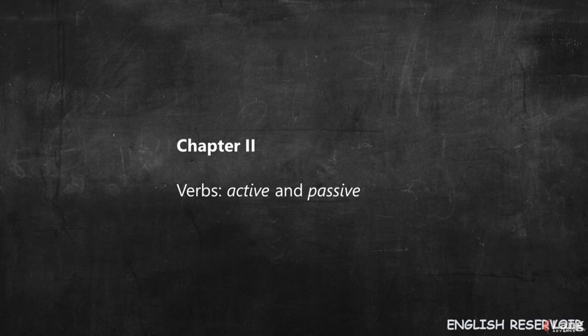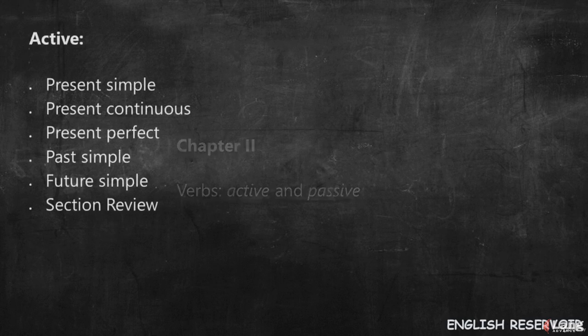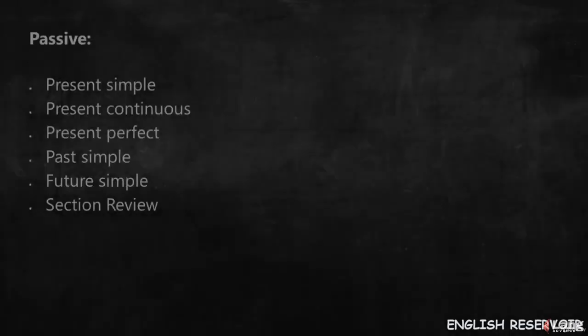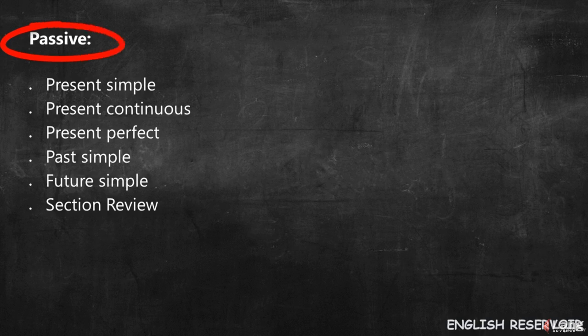Chapter 2.1. Verbs, active and passive. Active: present simple, present continuous, present perfect, past simple, future simple, and section review. Passive: present simple, present continuous, present perfect, past simple, future simple, and section review.